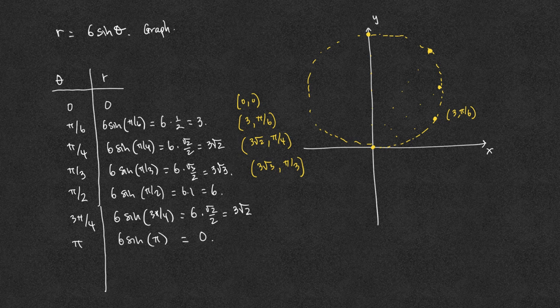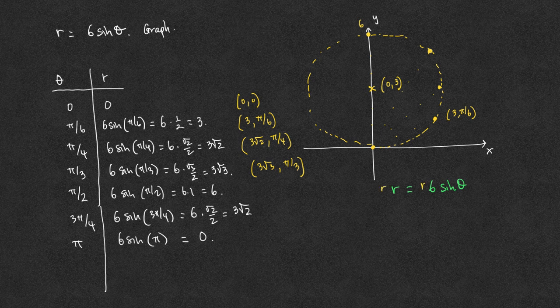So r equals 6 sine theta is a circle in the rectangular coordinate system. This circle has the center at x equals 0 and y equals 3 because the diameter is 6. To see that this is the circle centered at 0, 3 with the radius of 3, we convert it into the rectangular coordinate system. We start with r equals 6 sine theta. Then we multiply r to both sides of the equation.